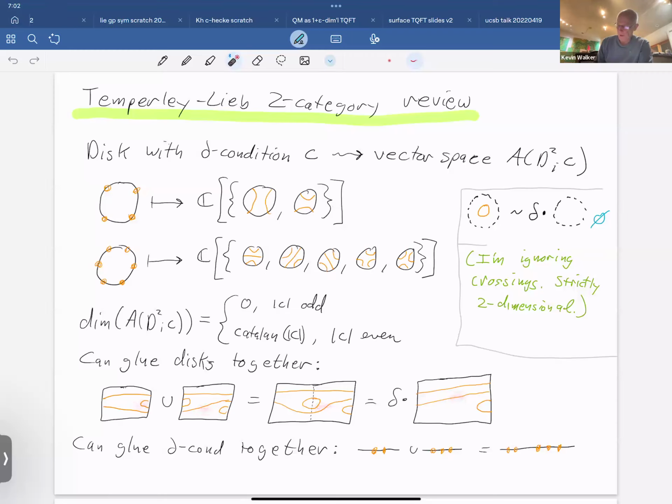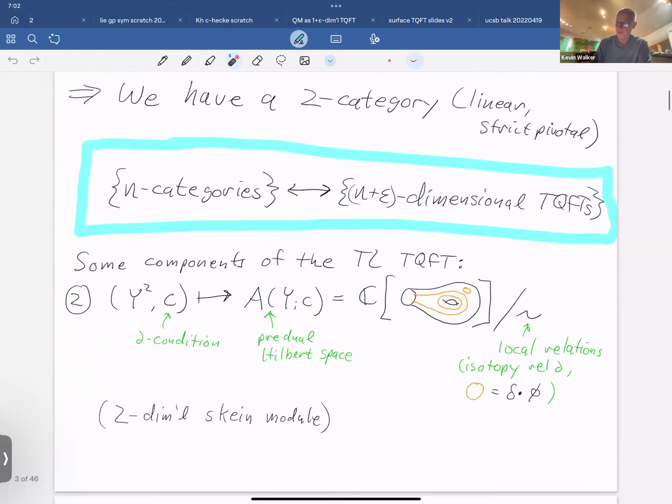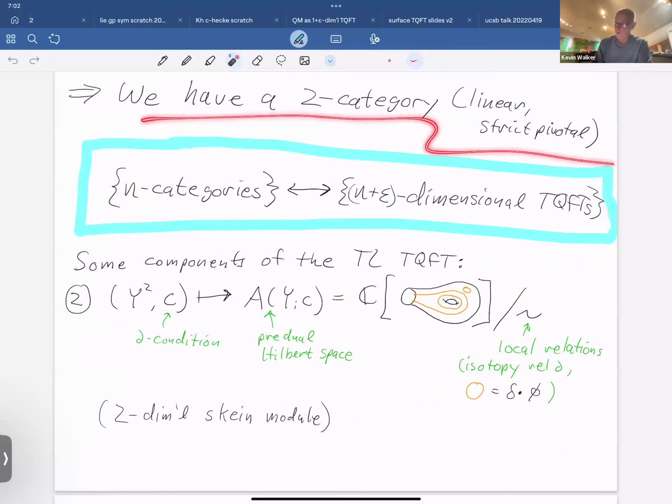These diagrams can be glued together, and so that gives some kind of algebraic operations on these vector spaces, and the boundary conditions can also be glued together. And if you were to formalize these properties, that's where this 2-category comes from. So we have a 2-category, a tensor category. And there's a general theory that if you have an n-category, some kind of algebraic gadget that behaves like gluing n-dimensional balls together, then that gives rise to what's called an n plus epsilon dimensional TQFT.